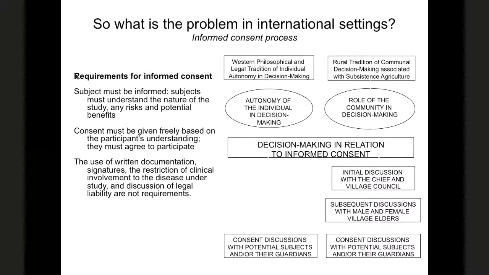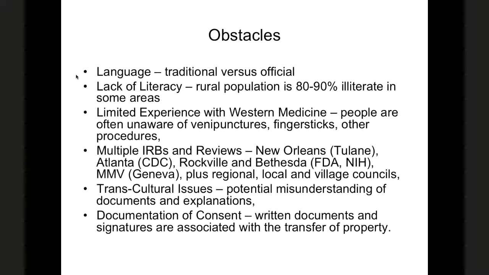But again, sometimes we have to figure out who to even go to to get these consent statements in place. So that gets us to our obstacles here. We've talked about this. Language is the big one. That's the first one. You've also got traditional languages versus official languages. And we all remember the imperialistic issues of the colonization of Africa.